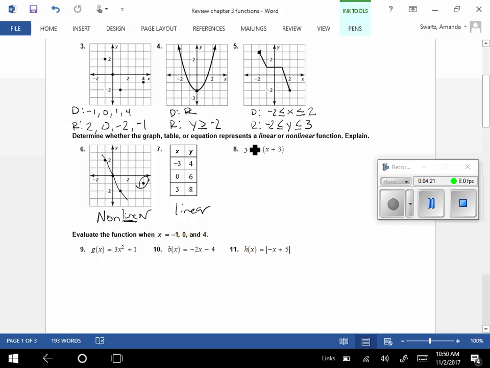And finally, we have our equation. Our equation needs to be in the form y equals mx plus b. We may have to manipulate it to see if we can get it there. But what we have is y equals x times (x plus 3). If we were to distribute this, what we'd actually have is x squared plus 3x. Well, does that look like y equals mx plus b? Nope. So this is nonlinear.